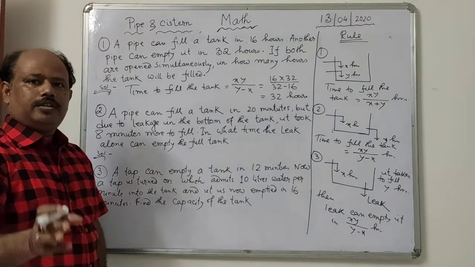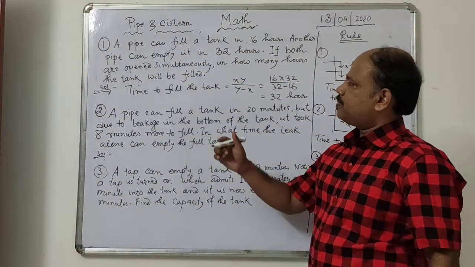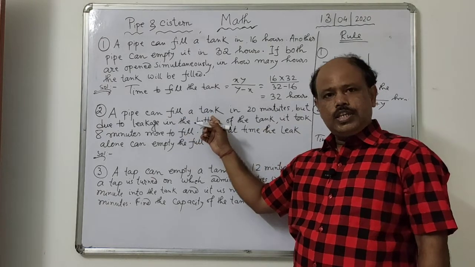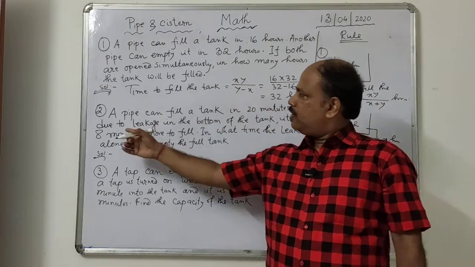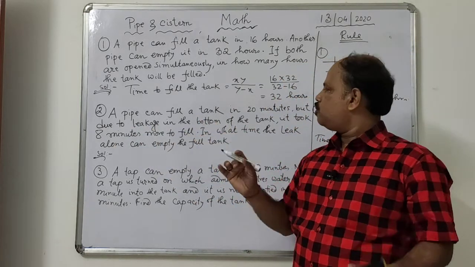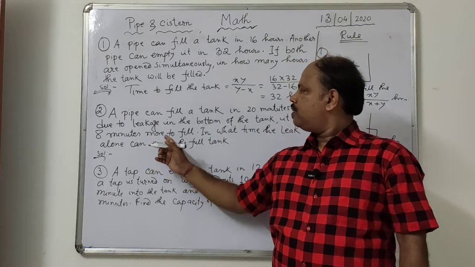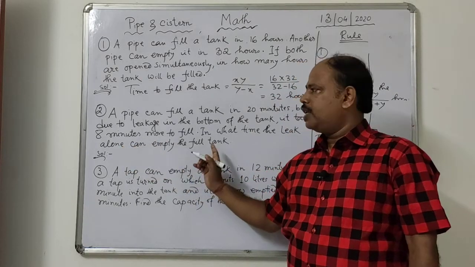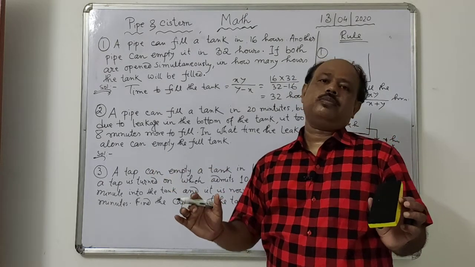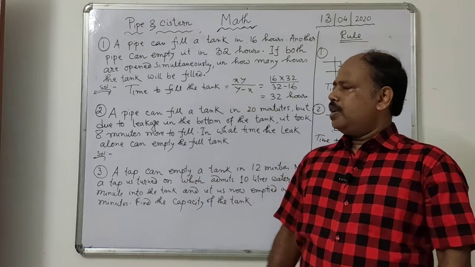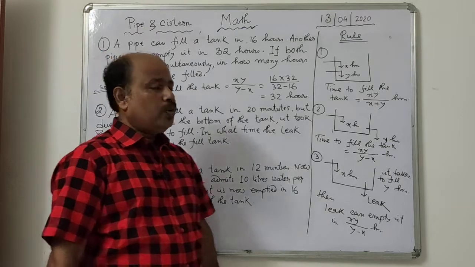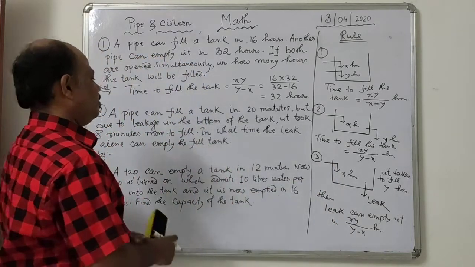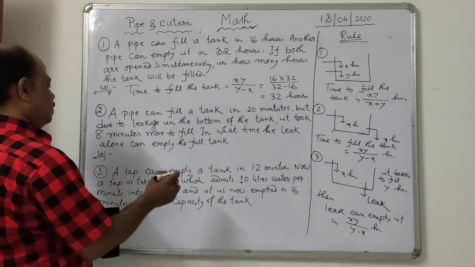Now question number 2, read with me. Question number 2: one tap can fill a tank in 20 minutes, but due to leakage at the bottom, it took 8 minutes more to fill. In what time can the leak alone empty the full tank? After reading this question, you have to think which formula will be used here. You see that formula number 3, that rule, will be used here. Then the solution of question number 2 within 1 second.